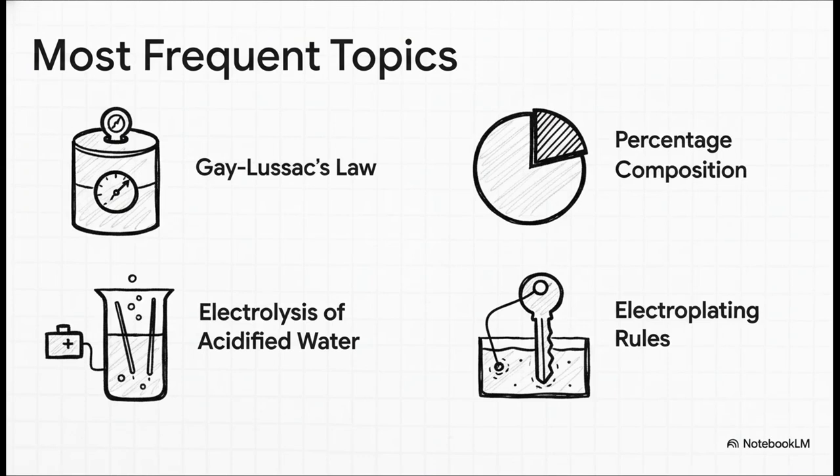First up, Gay-Lussac's law. This almost always comes up as a numerical problem about gas volumes. And listen, here's a pro tip. The number 1 mistake people make is forgetting to balance the chemical equation first. Always, always double-check that. Then there's percentage composition, another classic calculation. On the electrolysis side, you have to know 2 things: the specific reactions for acidified water and the basic rules of electroplating. You master these 4, you're in a fantastic spot.